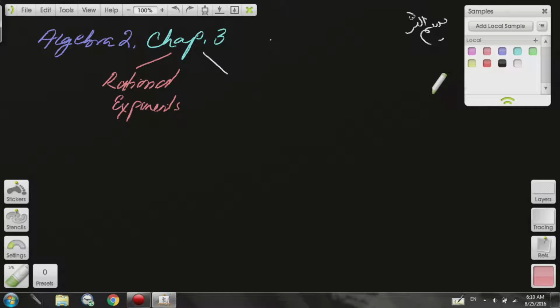So previously, I have shared with you some preliminary concepts regarding radical exponents. Today, I'm going to continue with that. And next time, inshallah, we'll go on with radical functions and equations. So more on rational expressions, inshallah.